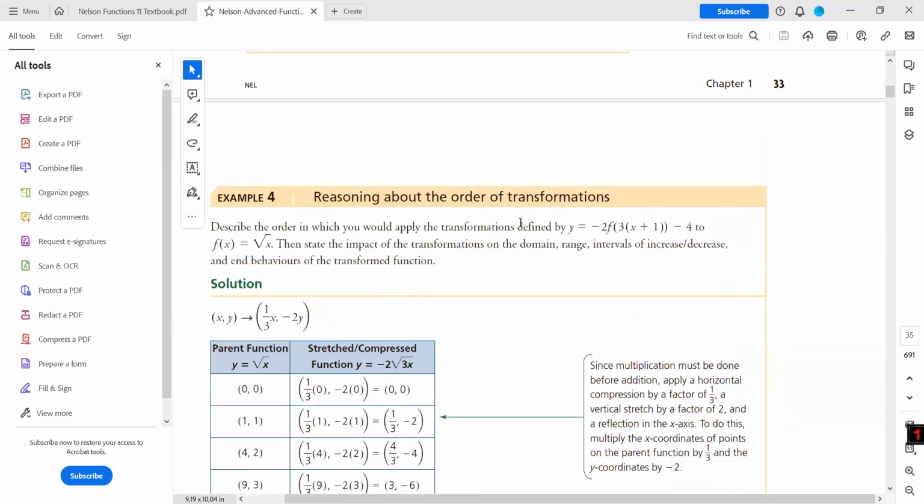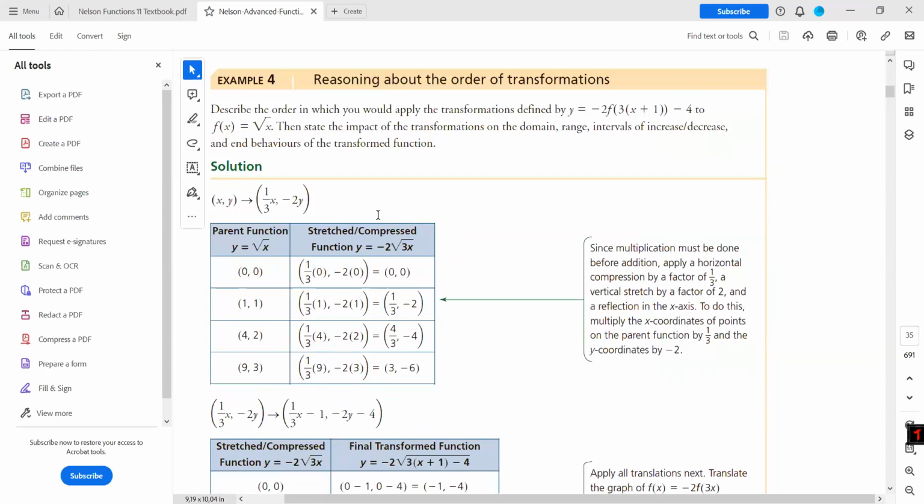Reasoning about the order of transformations, there is not much to talk about here. Most importantly, first you apply stretches and compressions, then you apply translations. This is what I want you to remember. Compressions, stretches, then finally you're applying translations.